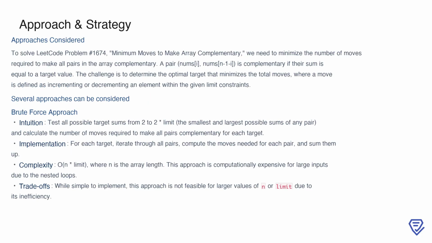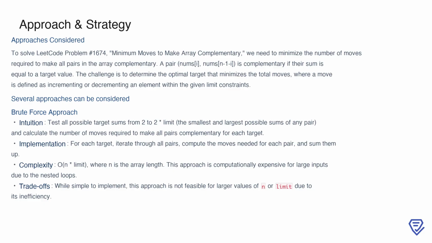To solve the problem of minimizing moves to make all pairs in an array complementary, we first need to understand the concept of complementary pairs. A pair, represented as nums[i] and nums[n-1-i], is complementary if their sum equals a specific target value. The goal is to determine the optimal target value that minimizes the total number of moves required to adjust these pairs, where a move is defined as incrementing or decrementing an element within the given limits.